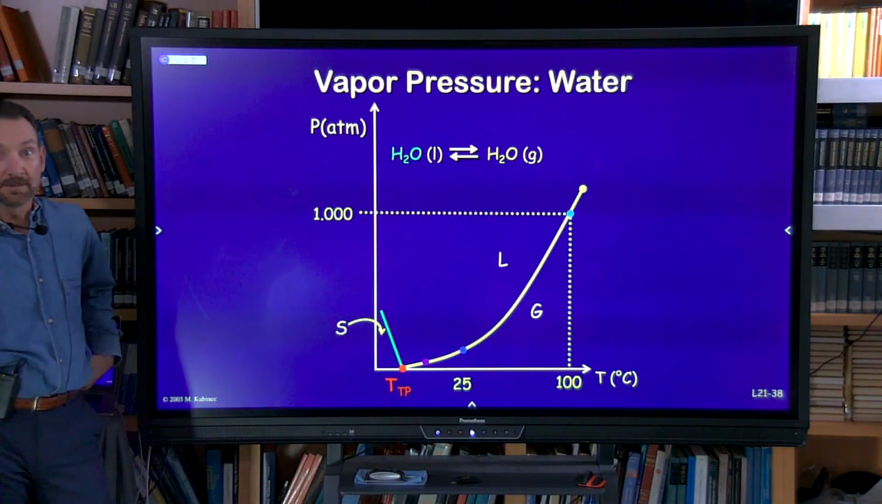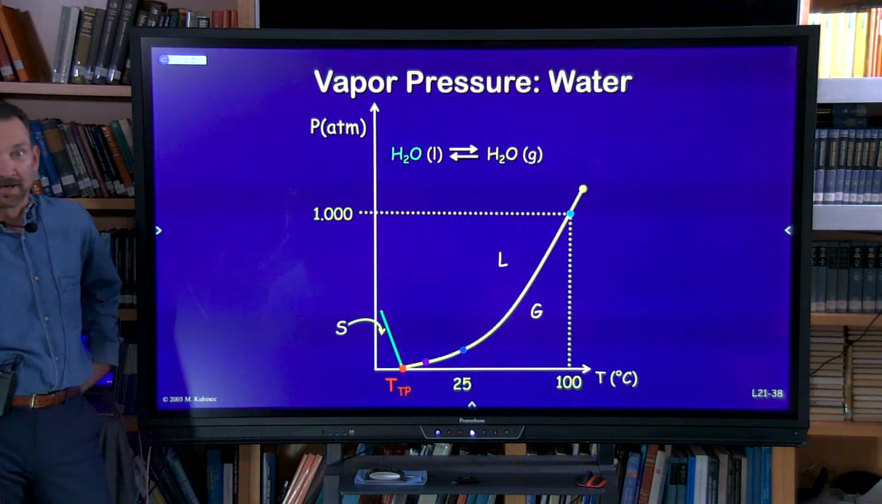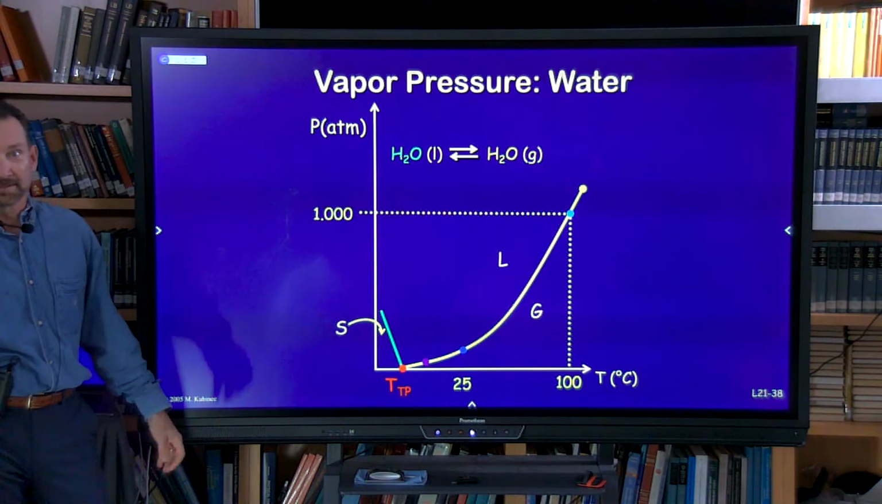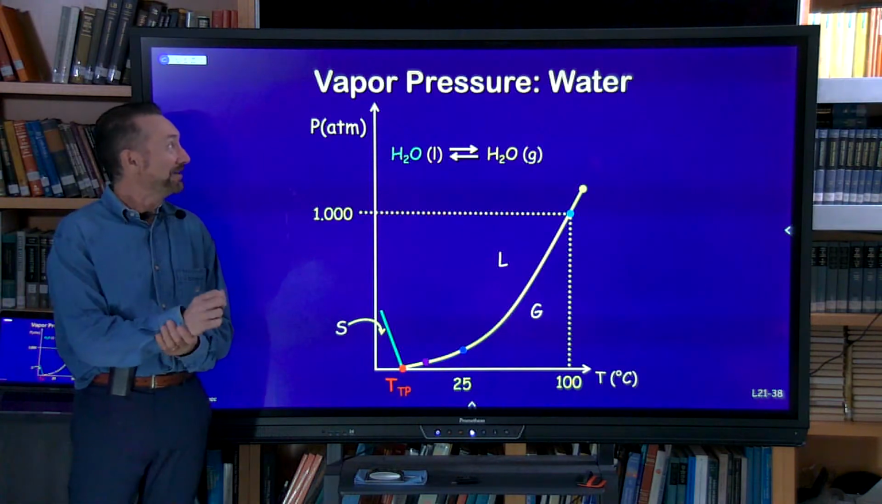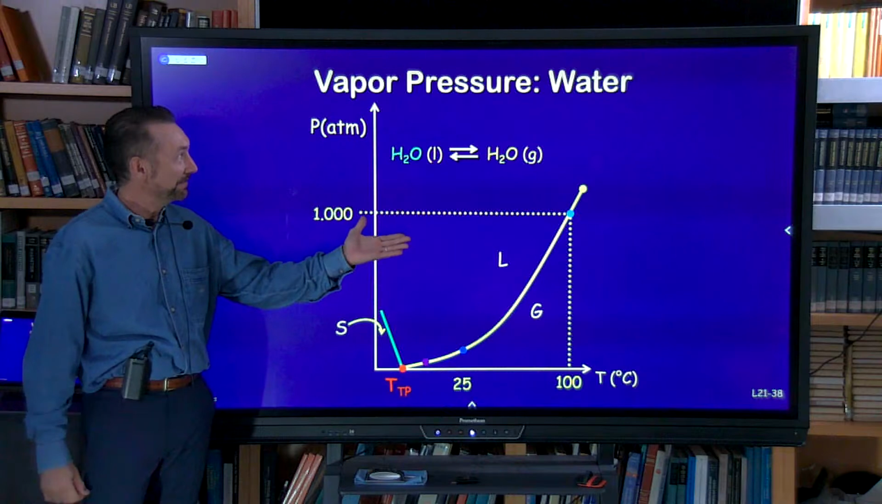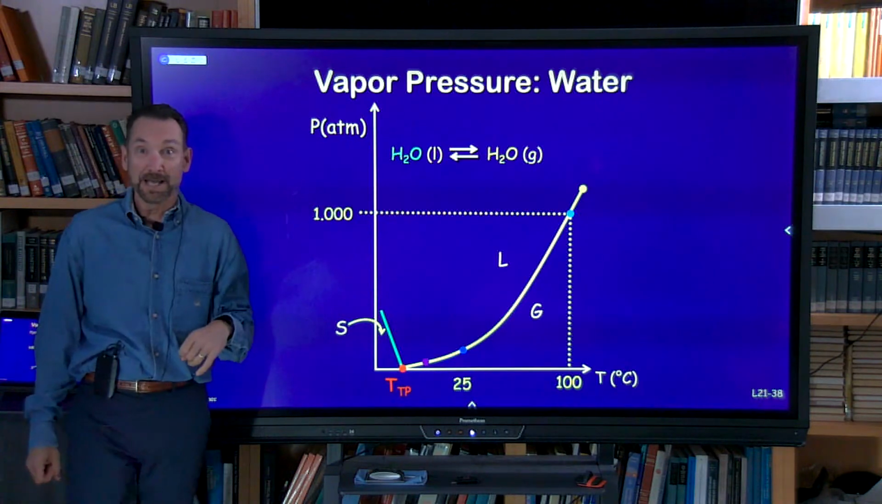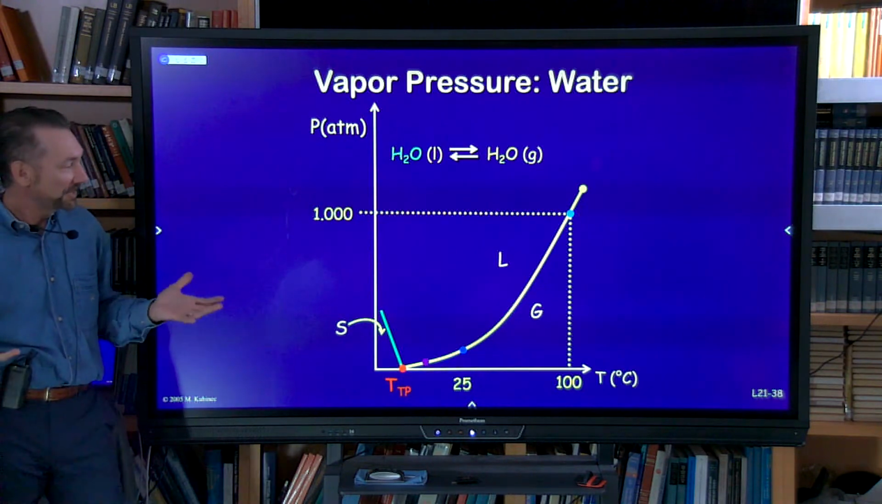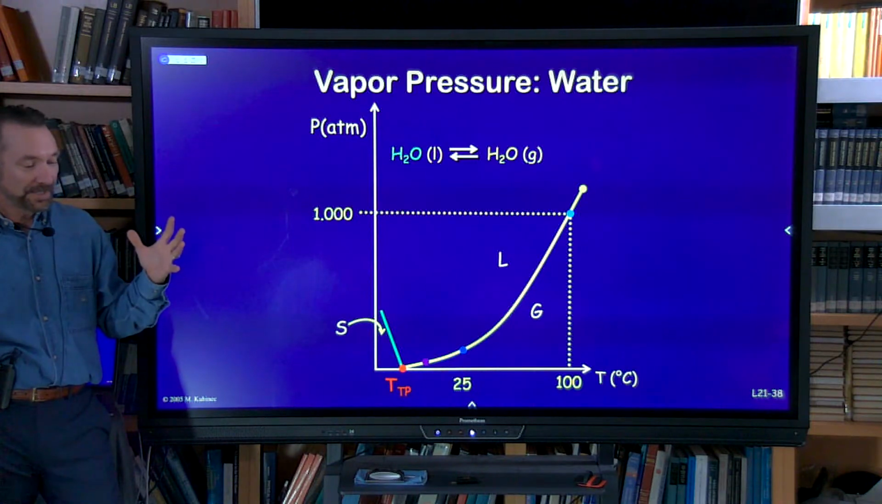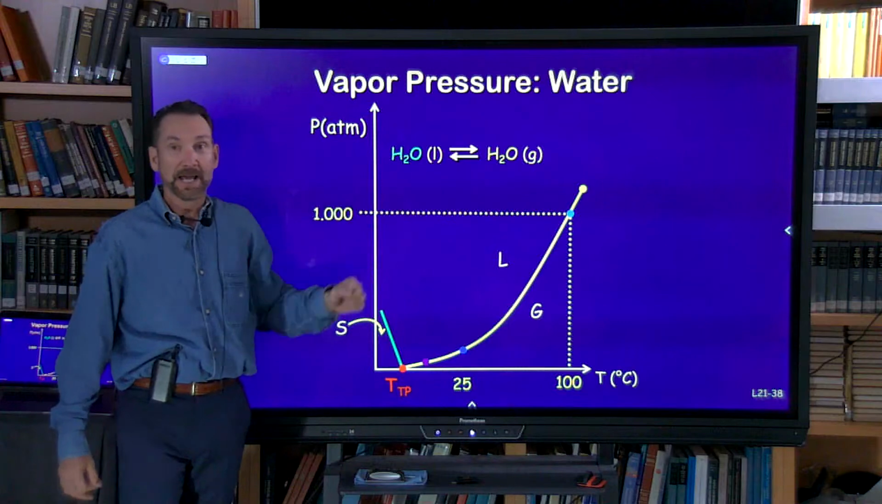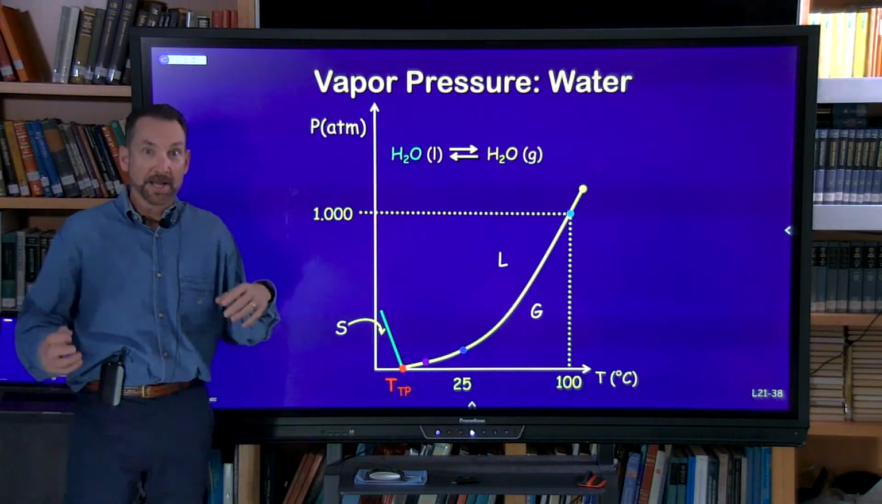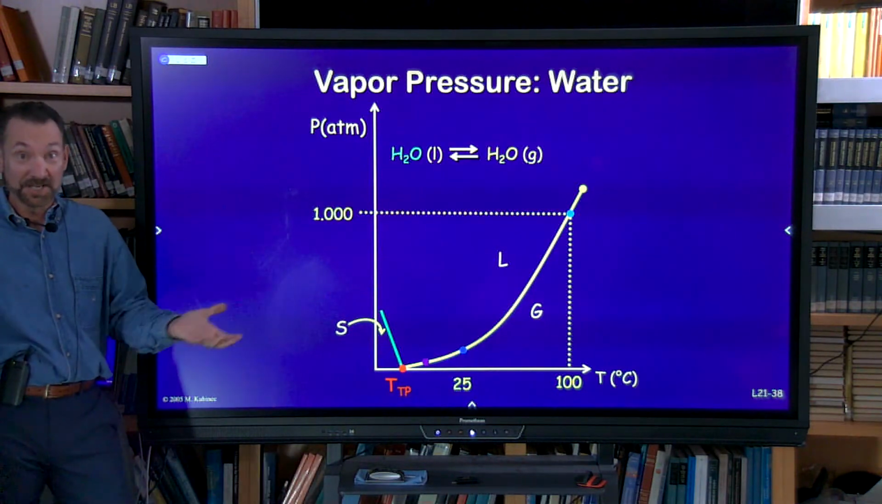Good morning, everybody. Welcome to the voter-mandated session of Chem 1. Yesterday, we were talking about vapor pressure, and we were talking about it in the context of the equilibrium between liquid water and gaseous water, and all the ways we kind of understand that now.